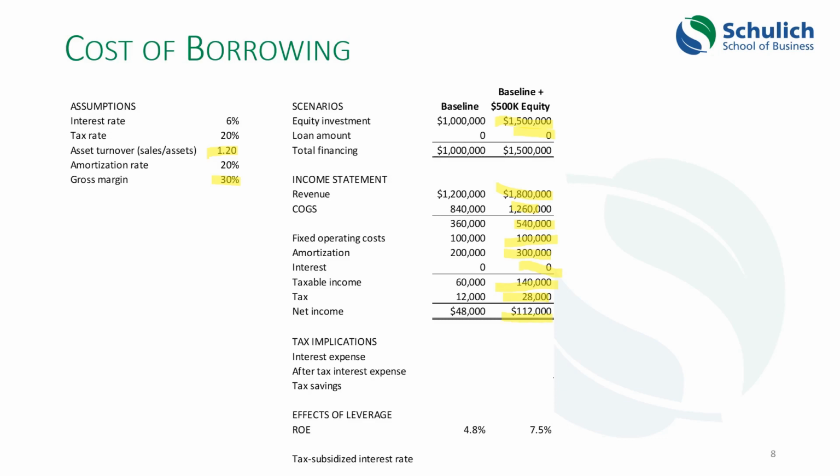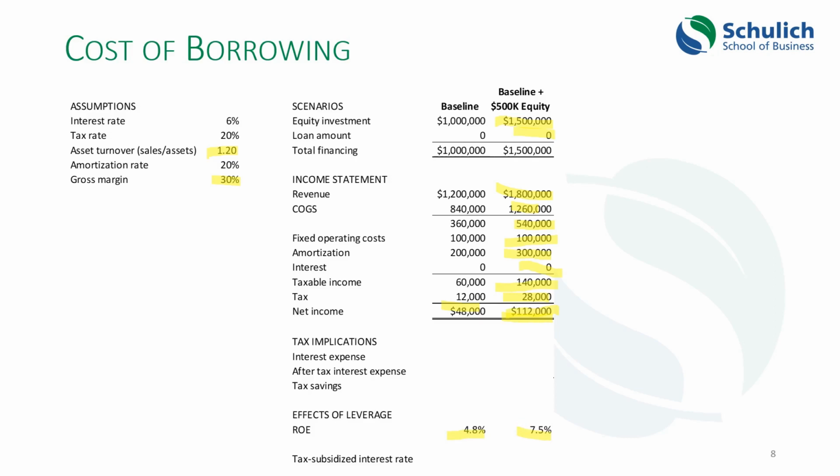If you've got a baseline scenario with $1 million worth of equity investment and an asset turnover of 1.2, it makes sense to put in another $500,000 worth of equity on the assumption that you can earn the same turnover rate, and you're going to generate more revenue, some higher expenses, but you're going to come out ahead. You're going to increase your income dramatically from $48,000 to $112,000. The effect of all of this is to increase your return on equity. So in this case, you have a 4.8% return on equity, and here you've got a 7.5% return on equity.